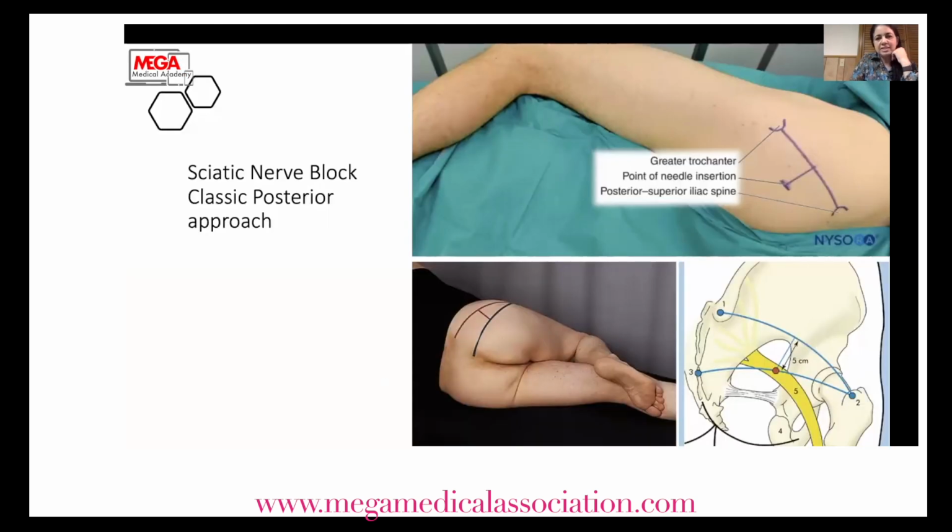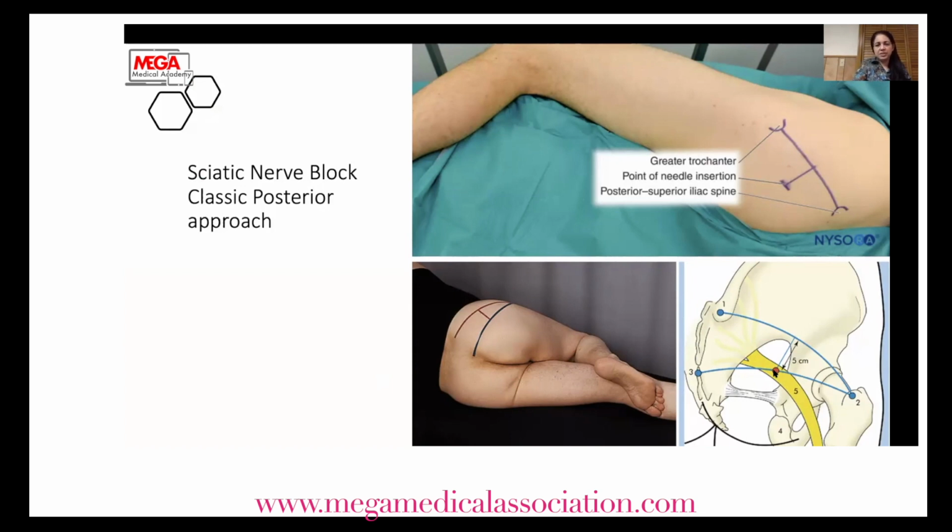So there are many techniques to block the sciatic nerve. This is the old technique, which in the old days we were trained to do. You put the patient on the side. You find two important landmarks, the posterior superior iliac spine and the greater trochanter. You draw a line, and in the middle of this line, you drop another line 5 centimeters below, and the sciatic nerve should be there.